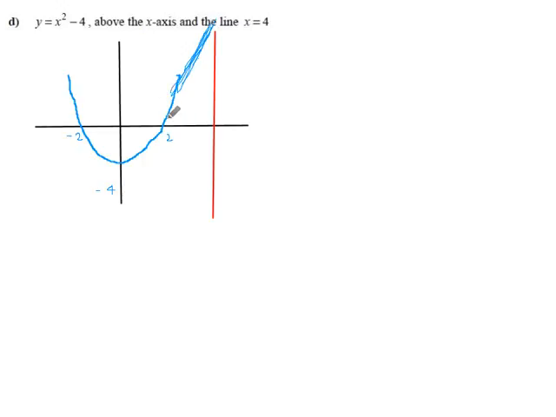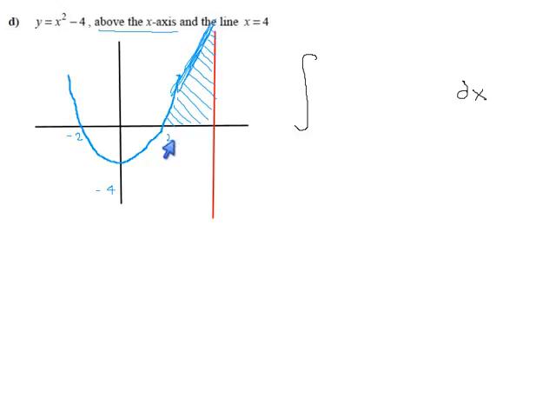So the area they're interested in is this area, which is above the x-axis and bounded by the curve y equals x squared minus 4 and the line x equals 4. So that section there is what we're after. And we know that an integral can help us find this. It'll have a dx on the end because they always do.